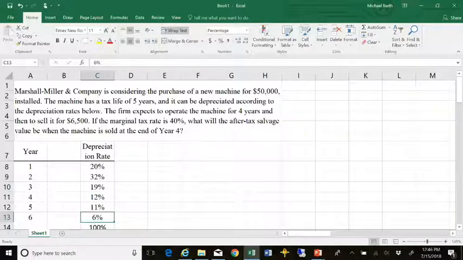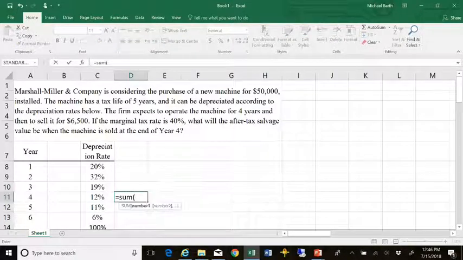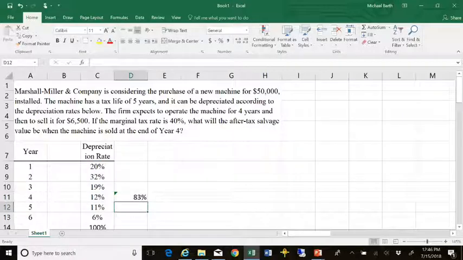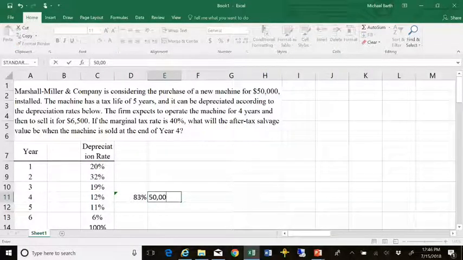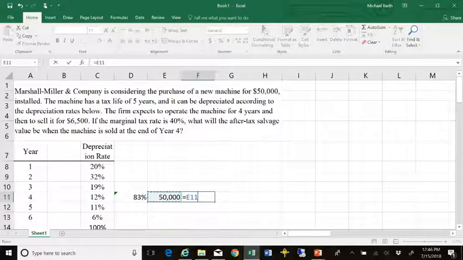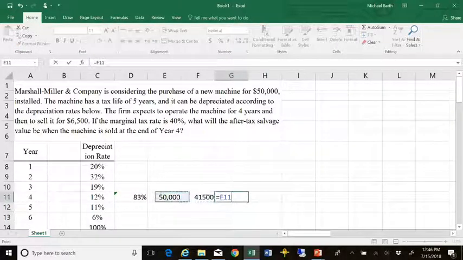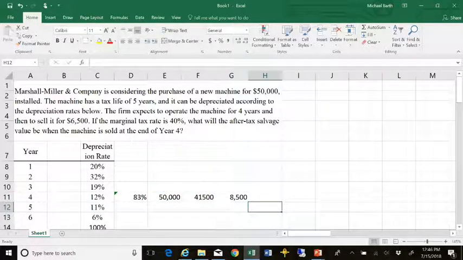So the company is going to sell it at the end of the 4th year, and by that time they will have depreciated 83% of its value. So $50,000 is what they start with. They will have claimed depreciation of $41,500, which means that the book value will be $8,500.